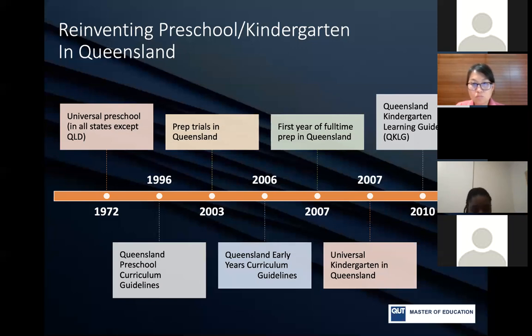While the Early Years Learning Framework, the national curriculum, focuses on children from birth to 5 years, the Queensland Kindergarten Learning Guideline aims to specifically enrich children's learning in the kindergarten year. So if you're in Queensland and you're focusing on kindergarten in your assessment task, then I think this curriculum document would be applicable to you.